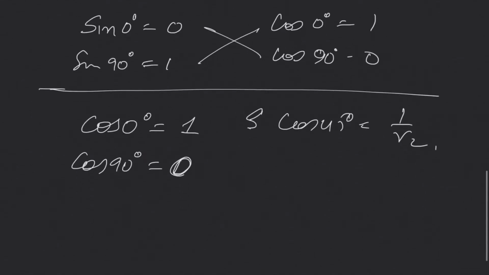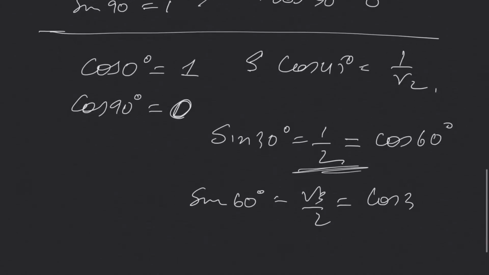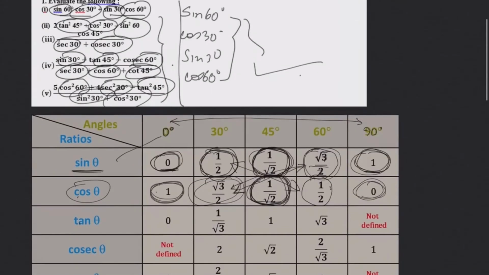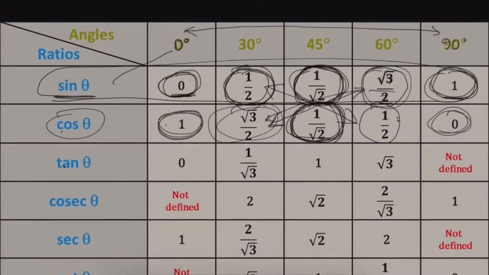Now sine 30 degree was half, right? So this is actually nothing but cos 60 degree. It was the same here, and sine 60 degree was root 3 by 2. This is nothing but cos 30 degree. So by remembering the values of sine theta, we can also derive cos theta from there.